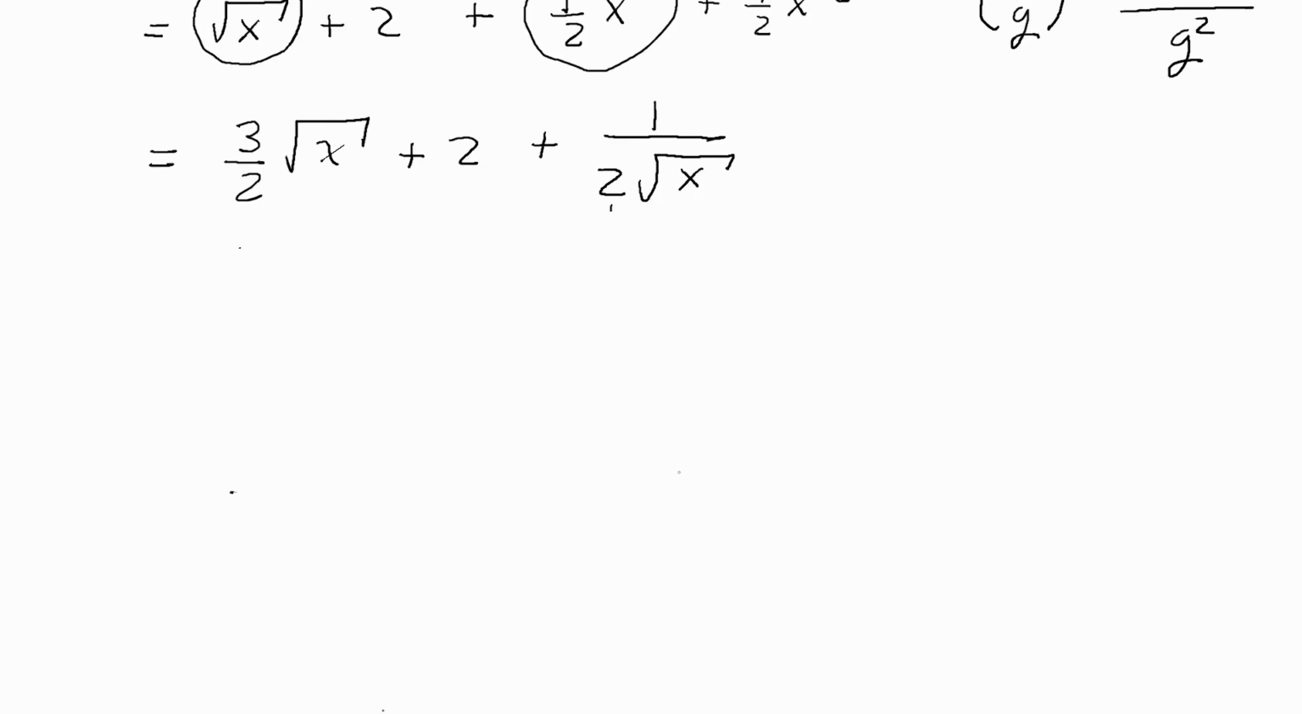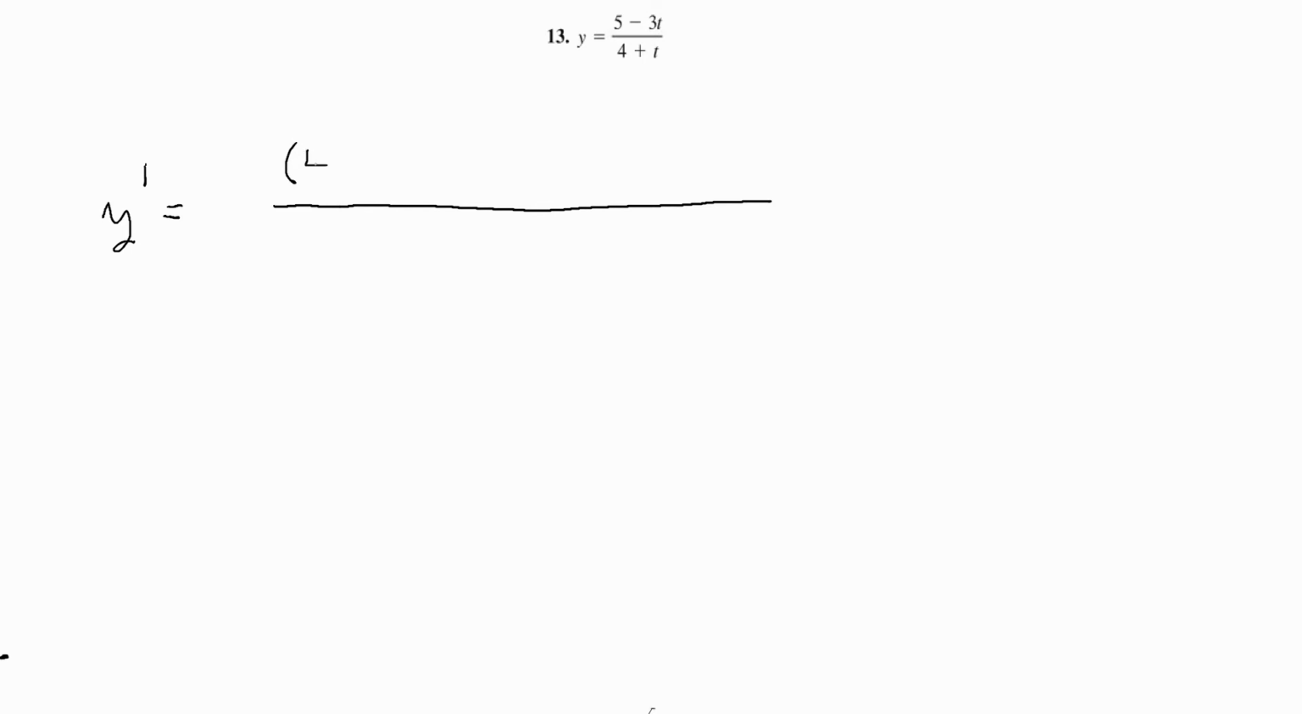Now, the next problem I want to look at is number 13 from the homework, and we're trying to differentiate this. Here, this is a quotient, right? This is a rational function. You've got one polynomial divided by the other. So here, y prime is going to be equal to, I'm going to have a numerator and a denominator. Now it's important to put the denominator first here.